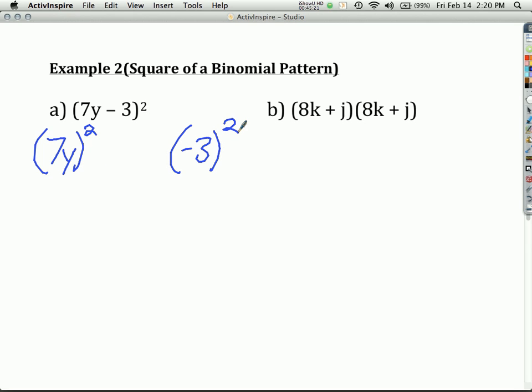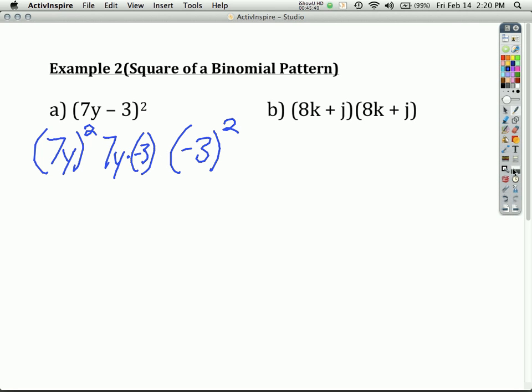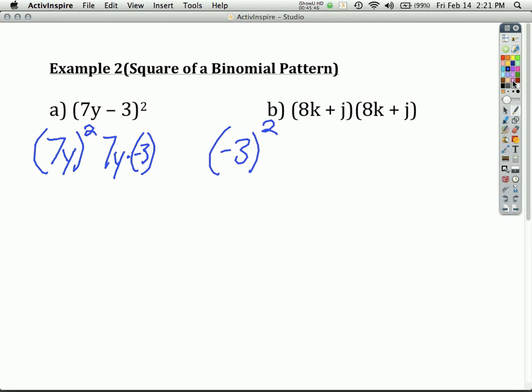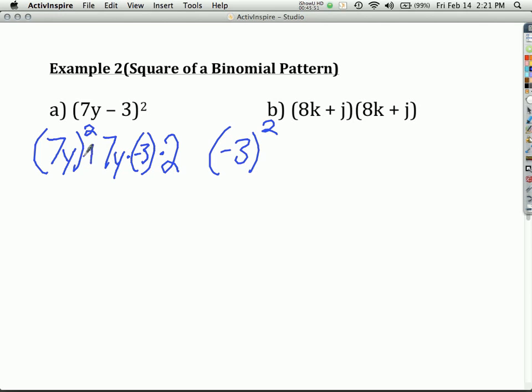But then we have a middle term. And the middle term will be the first term times the last term times 2. So it'll be 7y times the negative 3. I didn't leave myself enough room, so let me fix this. Times 2. That's the middle term, and then all the terms are being added.